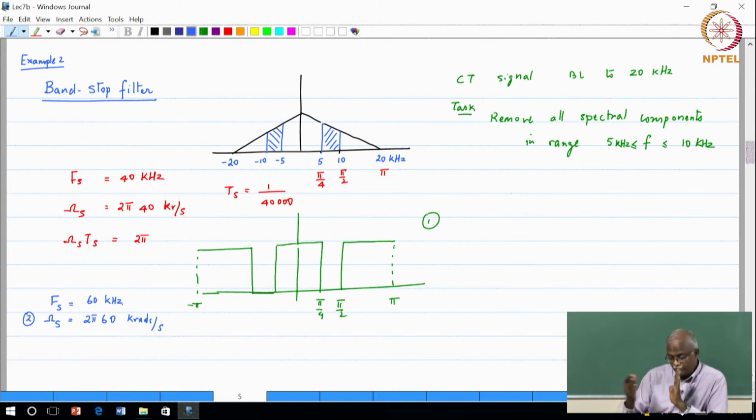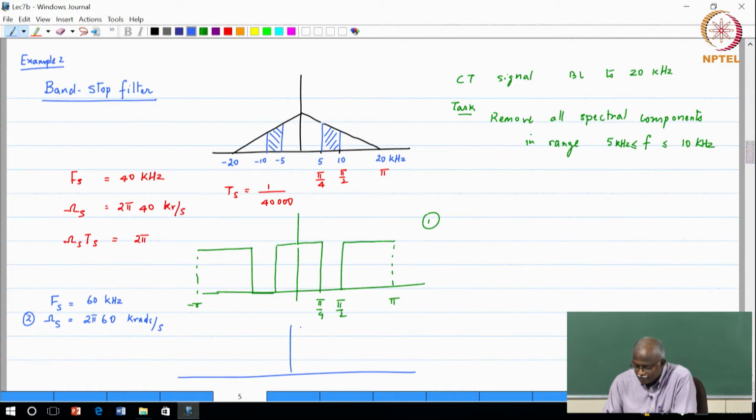Sampling period would be closer to each other. Then we would have to re-look at what would be the frequencies that we would have to design. It is still a low pass filter. Or sorry, it is still a band stop filter. The pass band edge goes from 0 to 5 kilohertz. Now 2 pi corresponds to 60 kilohertz. So 5 kilohertz corresponds to pi by 6, okay, and 10 kilohertz corresponds to pi by 3.